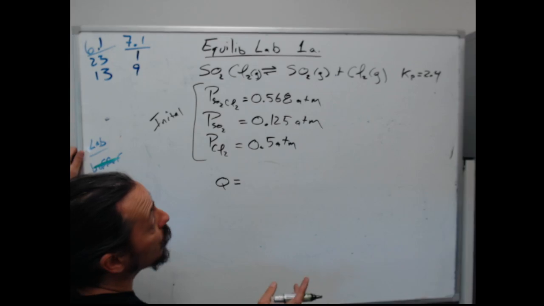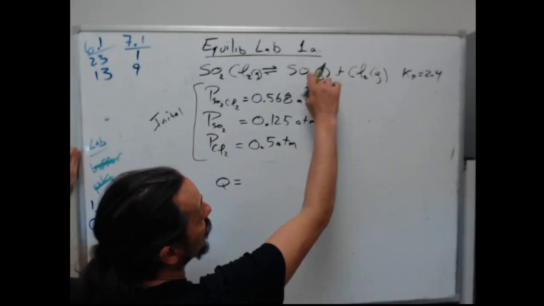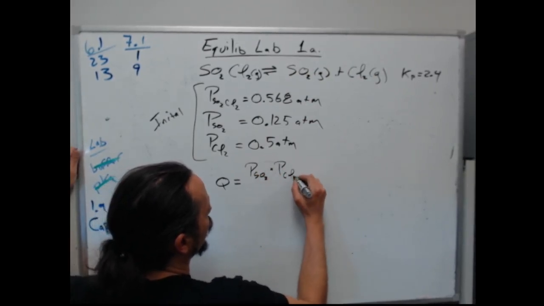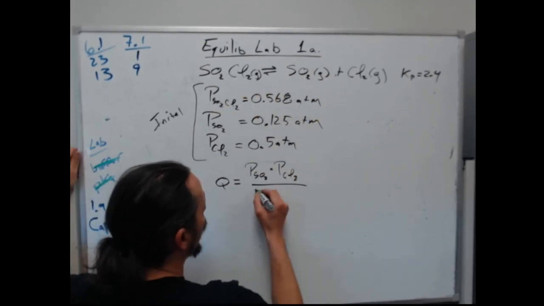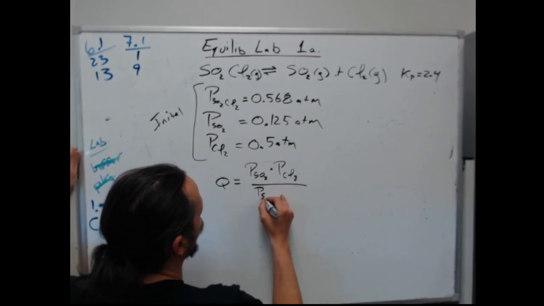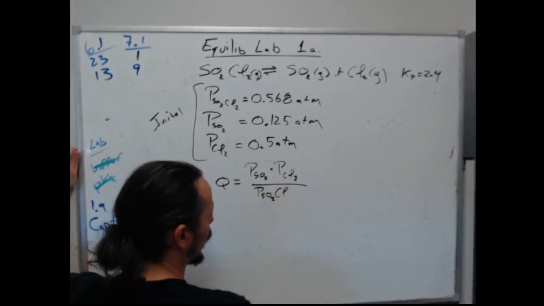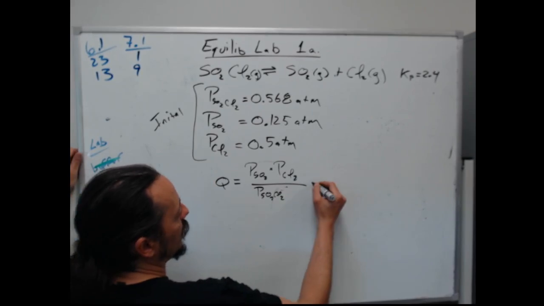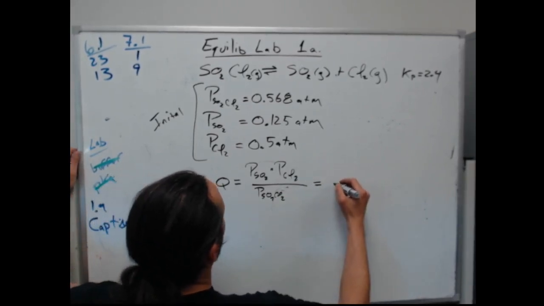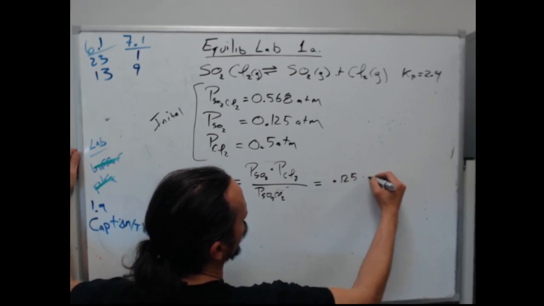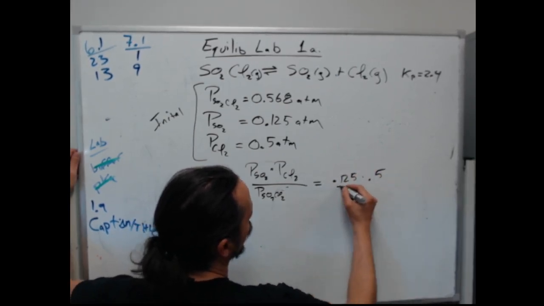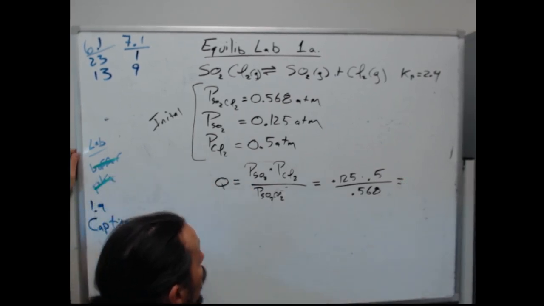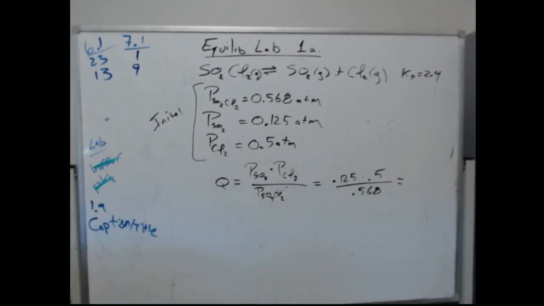So we're going to do Q, and we're going to do products over reactants. Since it's talking about it in pressures, I'm just going to do the pressure of SO2 times the pressure of Cl2. It's all a 1-to-1 mole ratio, divided by the pressure of SO2Cl2. Ooh, I made that Cl2 big. So I can calculate that: it is going to be 0.125 times 0.5 divided by 0.568. And I can tell Q is going to be less than Kp.